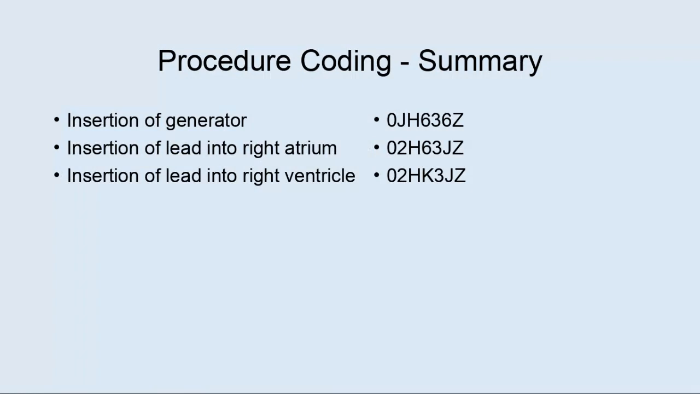Okay, so let's look again. Do we have everything covered? That's a very important step. Insertion of generator, 0JH636Z. Insertion of lead to right atrium, 02H63JZ. Insertion of lead, 02HK3JZ. Okay, we said we had 3 procedures. We got 3 codes. We are good.